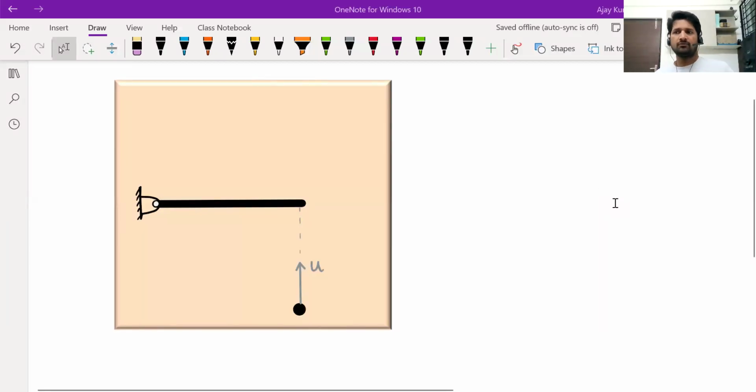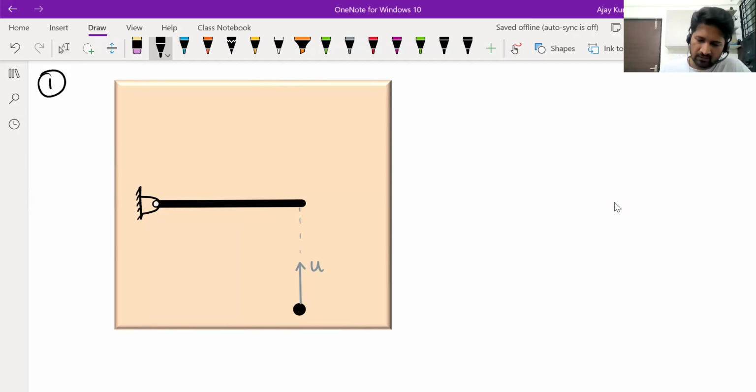Today's class, as I said, we'll solve a few more problems based on angular momentum conservation. And if time permits, we will discuss the third kind of motion of a rigid body, which is combined translation and rotation. Okay. Look at this situation, all of you.